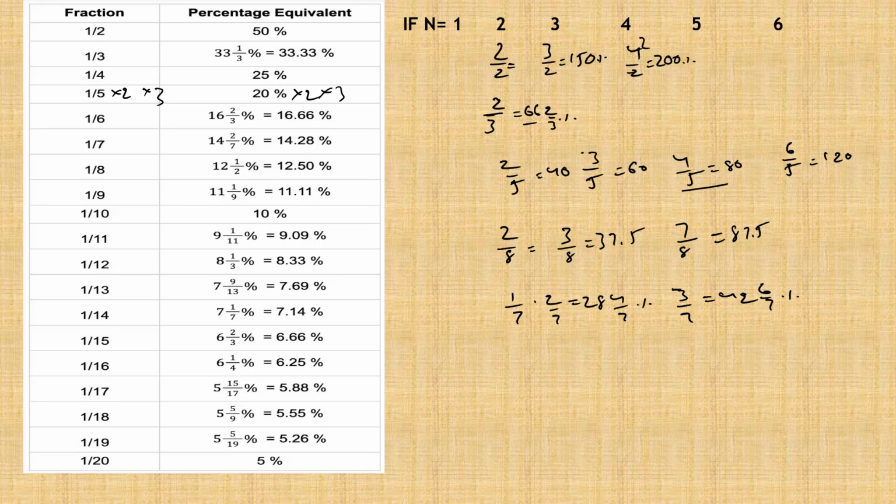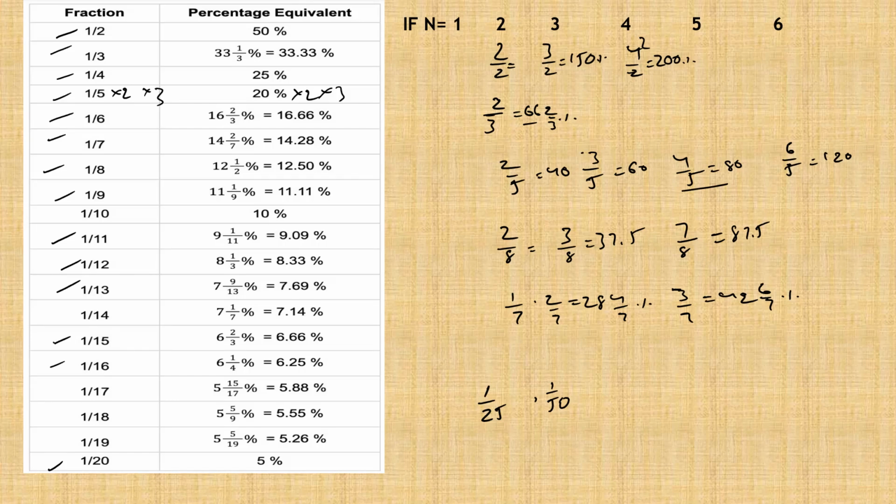Okay, just mark the important ones. 1 by 2, 1 by 3, 1 by 4, 1 by 5, 1 by 6, 1 by 7, 1 by 8, 1 by 9, 1 by 11, 1 by 12, 1 by 13. That's it. 1 by 15, 1 by 16. I have to remember 1 by 20. All these are not compulsory. Okay, and remember 1 by 25 and 1 by 50. You can remember it easily.